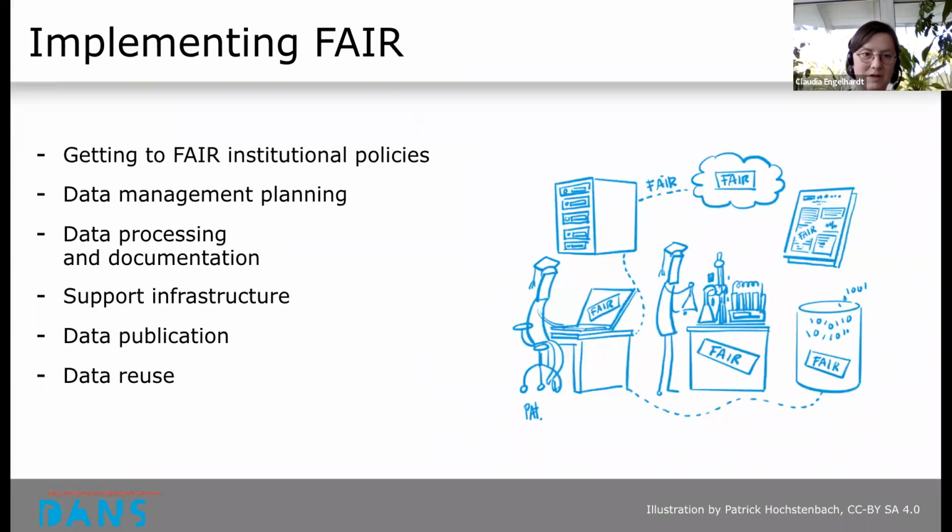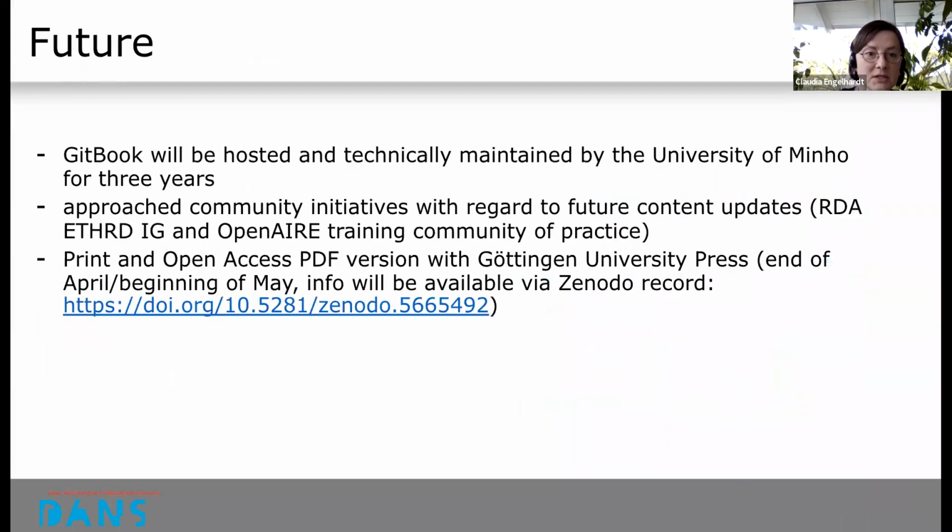So I'm coming almost to the end. Chapter 6 is about implementing FAIR. So the angle is a bit of a different one. It's talking about implementing FAIR at the institutional level. And the subchapters deal with policies, data management planning, then data processing and documentation, the necessary support infrastructure. There's a subchapter on data publication and on data reuse. And finally, a few words on the next slide about the future of the handbook.